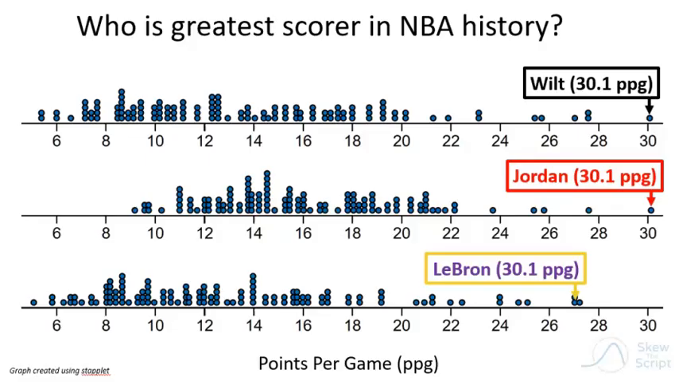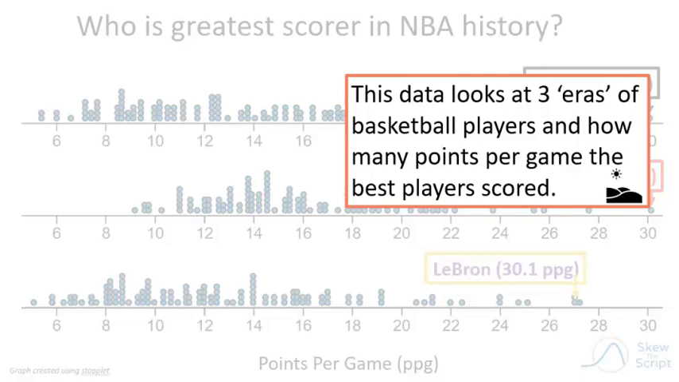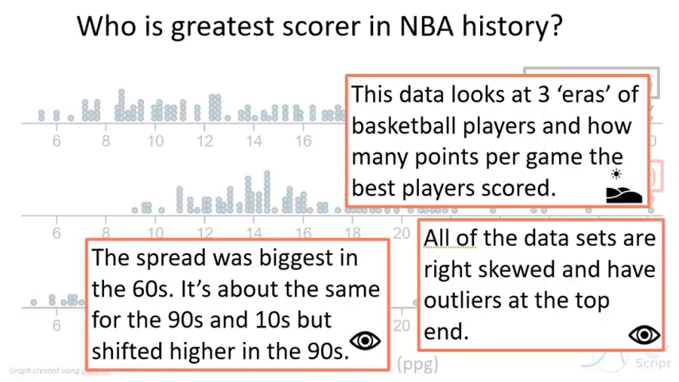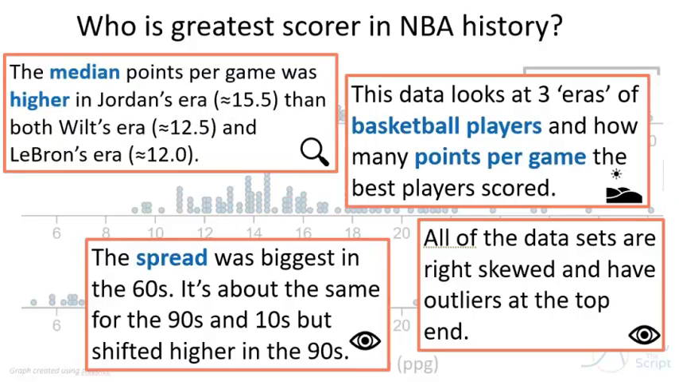Going back to our original question, we can describe what we see overall. From the highest perspective, this data looks at 3 eras of basketball players and how many points per game the best players scored. Looking a little closer, the spread was biggest in the 60s and about the same for the 90s and the 10s, but shifted higher for the 90s. And all of the data sets are skewed to the right and have outliers at the top end.